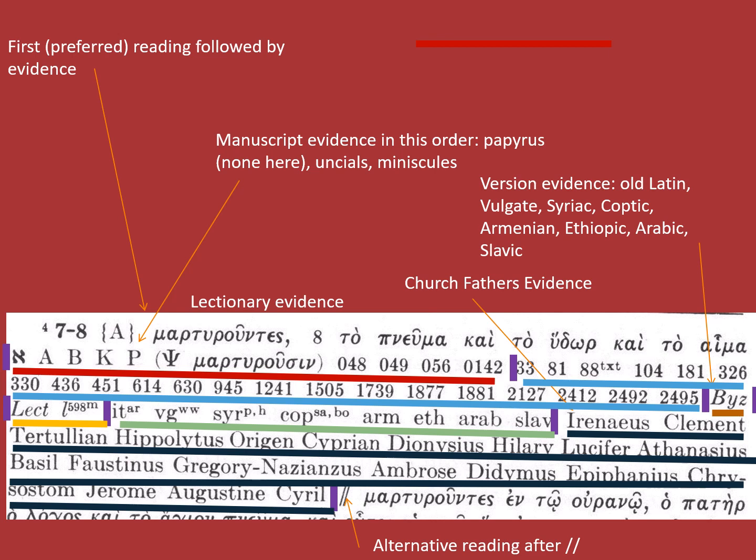Now after the reading comes the evidence. And what I've done is I've underlined the evidence and separated one group of evidence from another using colors. So between the first two small purple lines are uncials or majuscules, two different words that mean the same thing. And what it means is that these manuscripts were written with capital letters.